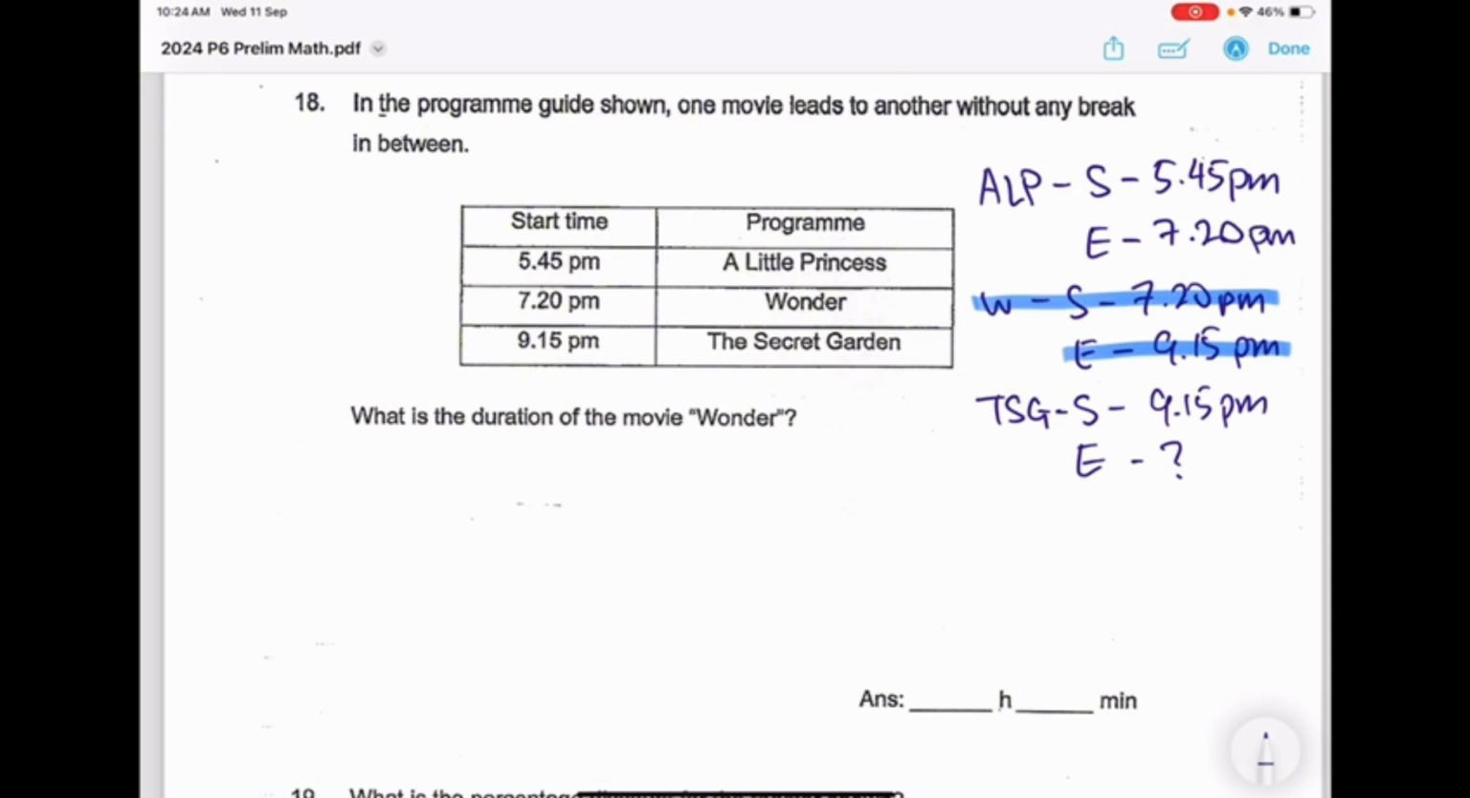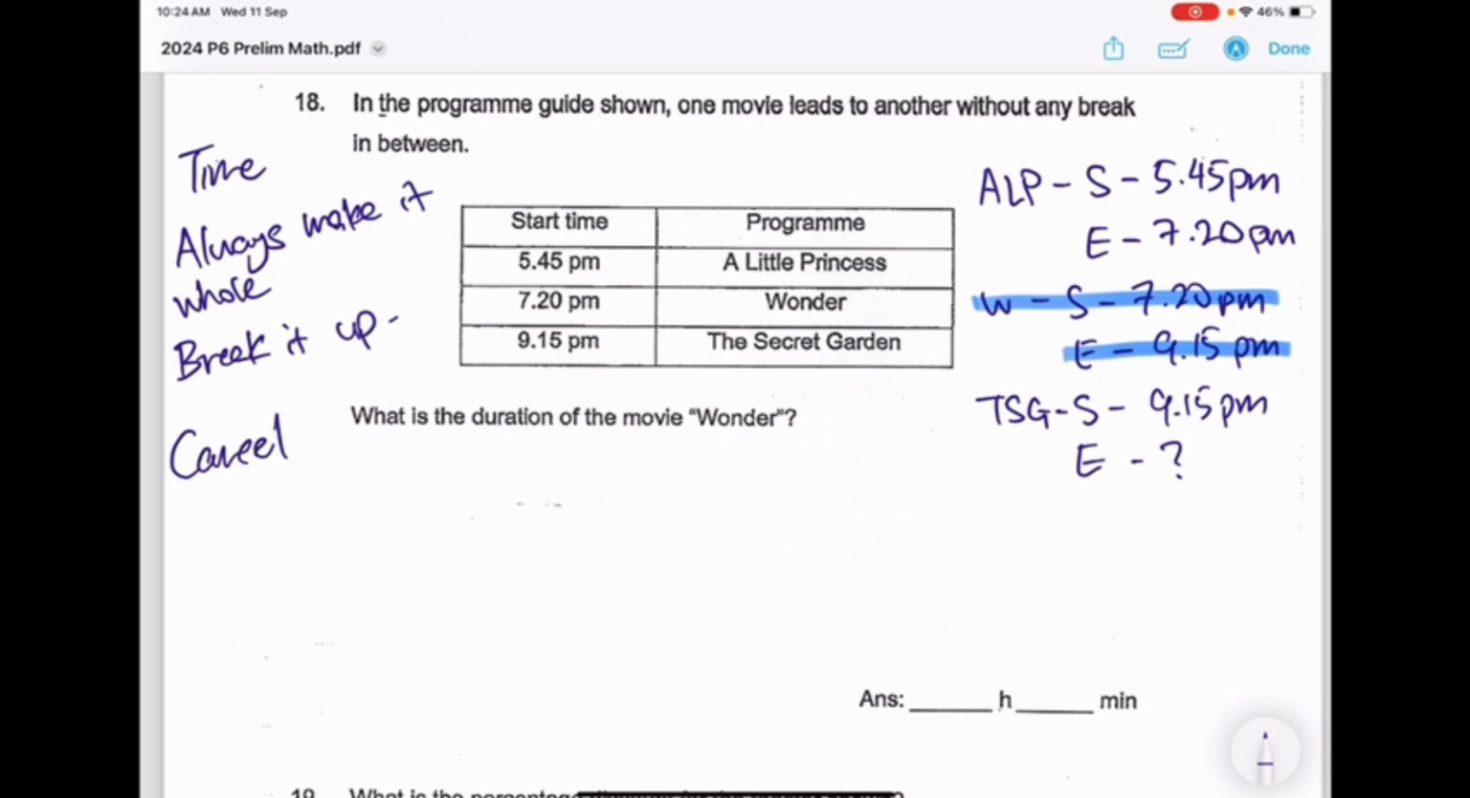What can we do? Whenever I am faced with a time question, I want to bring in my A, B, C, D. This question is definitely a time question. So A will be always make it whole. B is to break it up. C is to cancel out. And D is to draw a timeline.